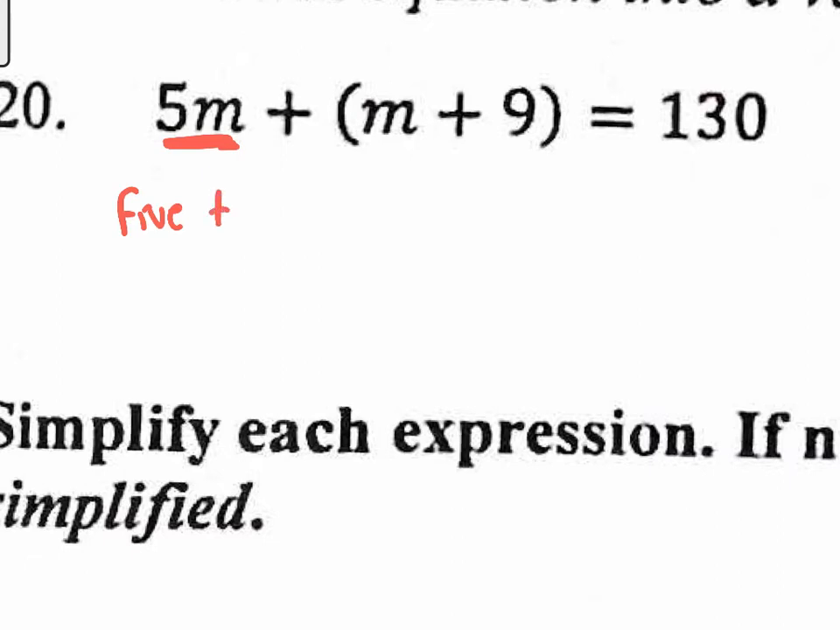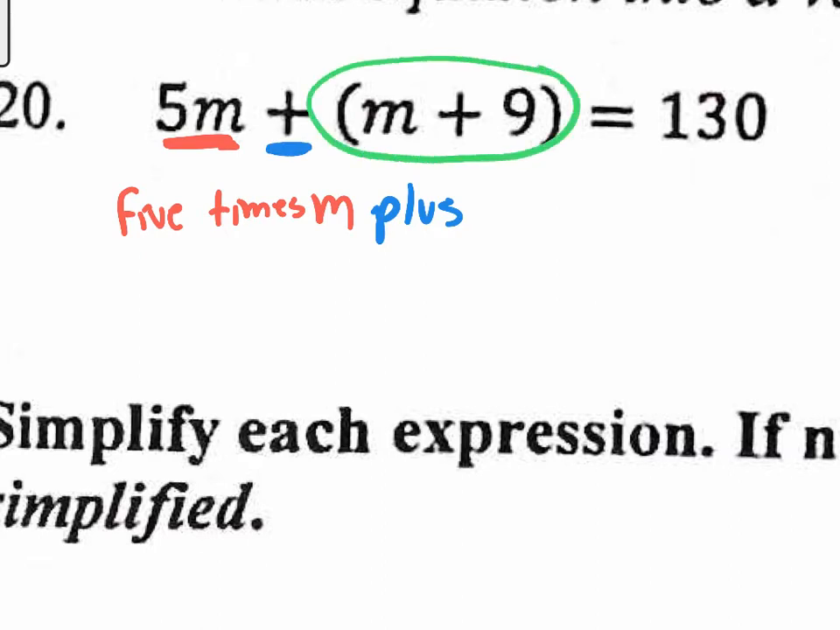5 times m. That's the 5m. And then we're going to say plus. That's the plus sign. Now, this is an addition problem right here in parentheses. So I hope we remember that when we're trying to write a sentence or the phrase for an addition problem in parentheses, that would be called the sum. The sum. That means that you're adding inside parentheses, the sum.